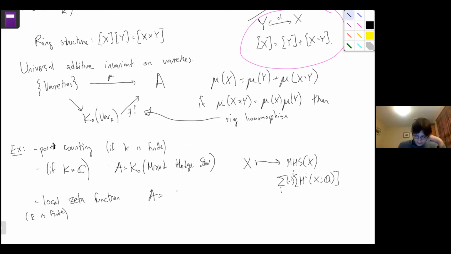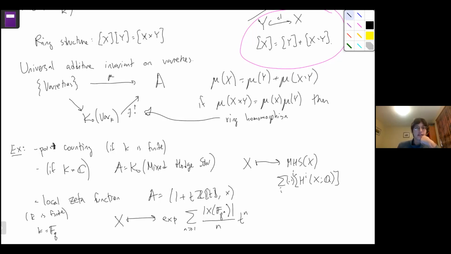So we're going to set A to be 1 plus t Z[[t]]. So these are power series in t that start with a 1, under multiplication. And we are going to map X to the following function. So this is X times the sum, n bigger than or equal to 1, of the number of points over F_q to the n. Oh, I'm assuming K is F_q here. So we take an n-degree extension, we divide by n, and we multiply by t to the n.